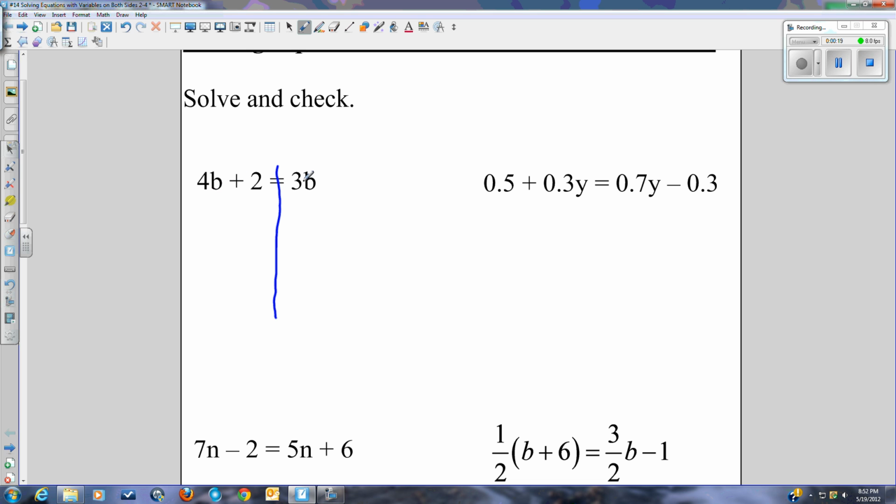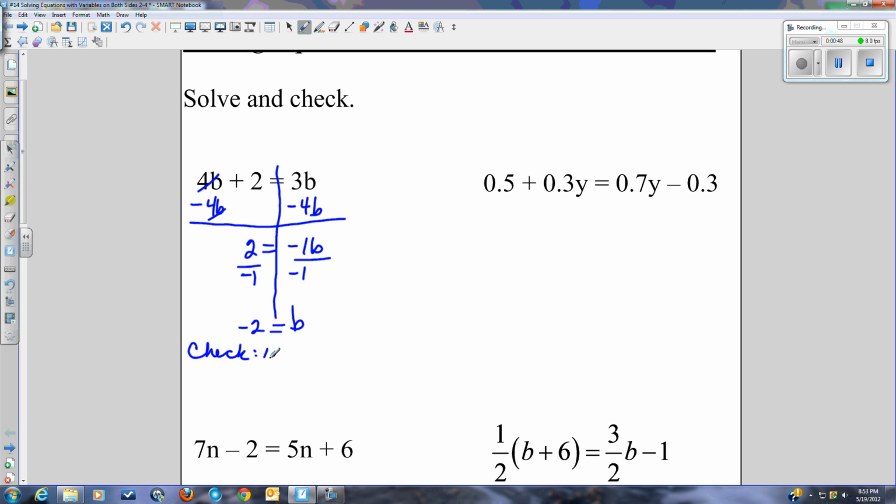So 3b is on the right side alone in this equation, so let's subtract 4b from each side to move it over to the other side. So the 4b's cancel, and we have 2 equals negative 1b. We want to get b alone, so we're going to divide everything by negative 1, and we end up with b equals negative 2.